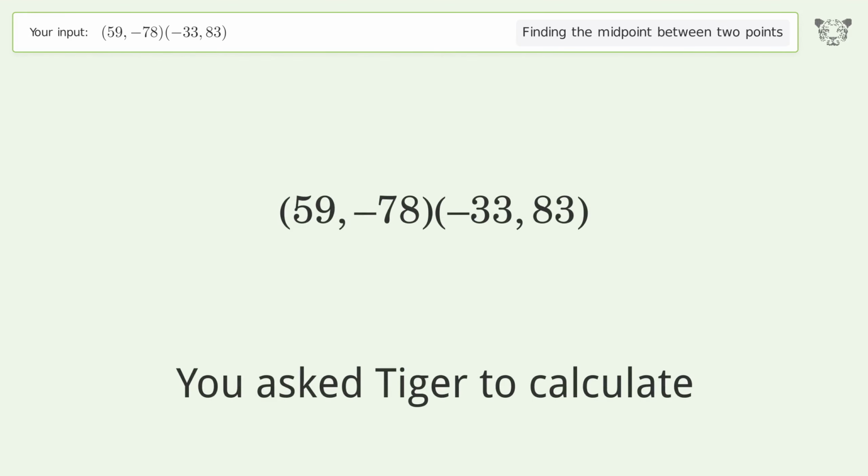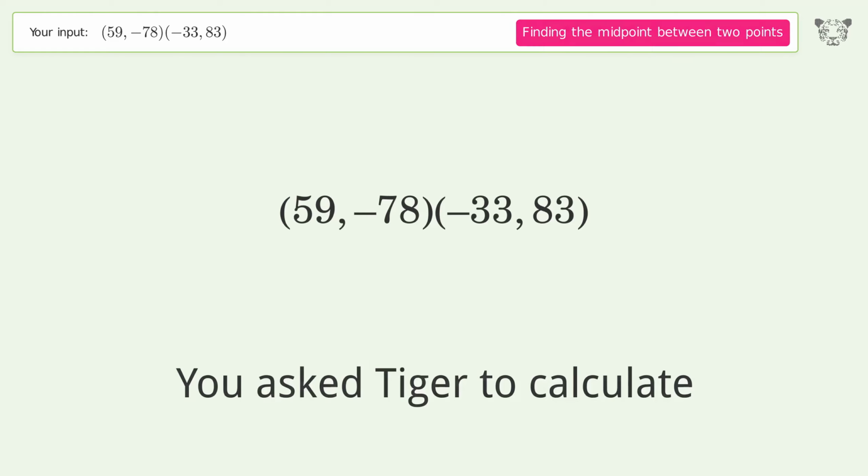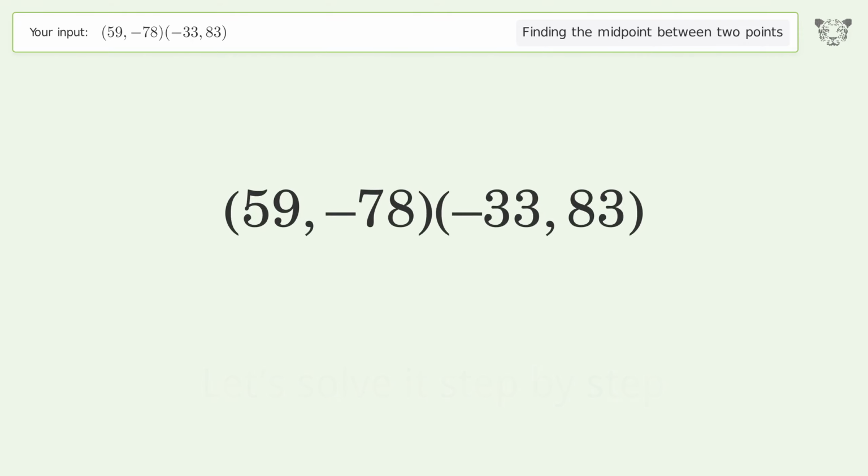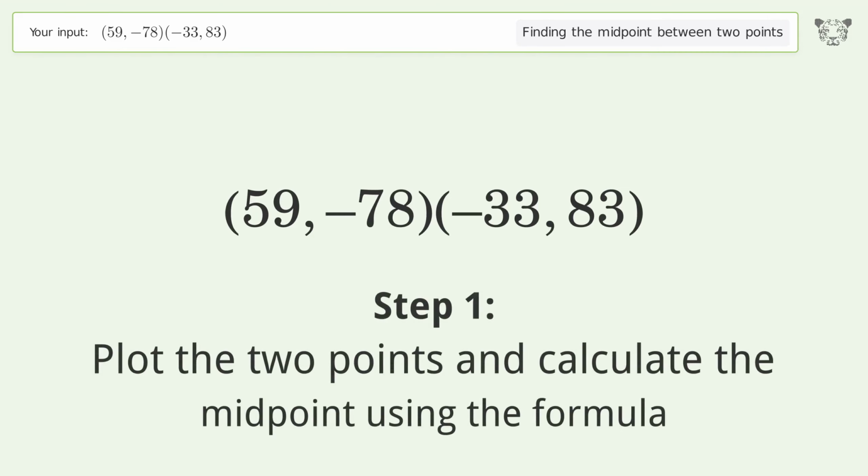You ask Tiger to calculate. This deals with finding the midpoint between 2 points. The midpoint between the 2 points is (13, 2.5). Let's solve it step by step. Plot the 2 points and calculate the midpoint using the formula.